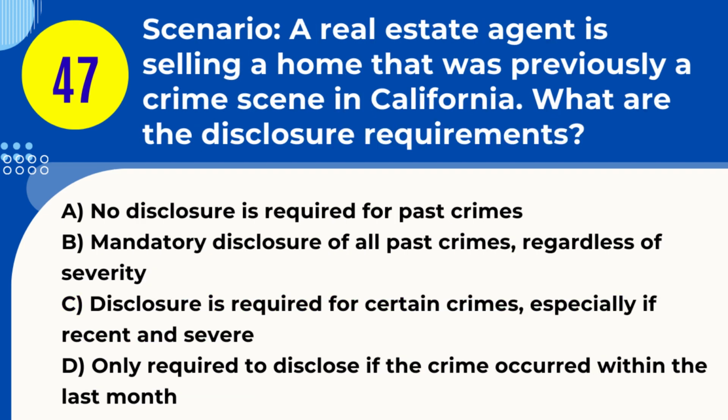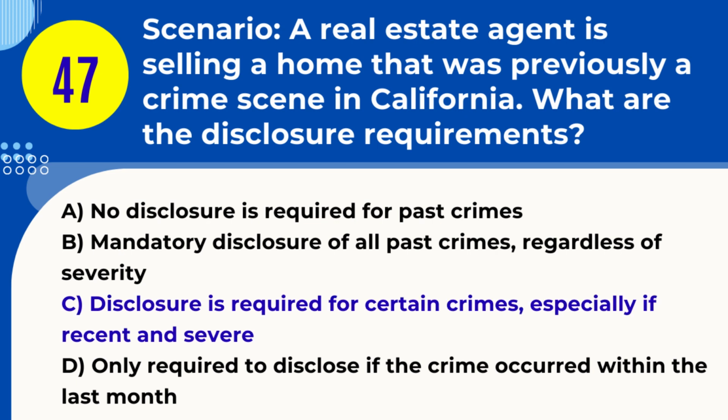Question 47. Scenario. A real estate agent is selling a home that was previously a crime scene in California. What are the disclosure requirements? A. No disclosure is required for past crimes. B. Mandatory disclosure of all past crimes, regardless of severity. C. Disclosure is required for certain crimes, especially if recent and severe. D. Only required to disclose if the crime occurred within the last month.